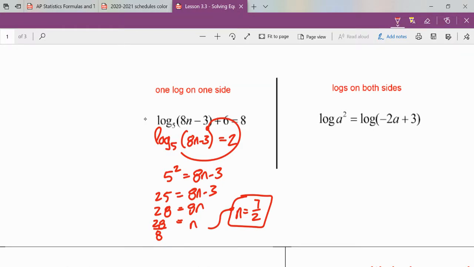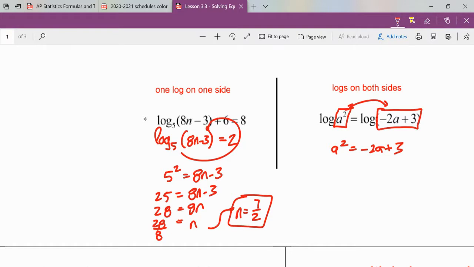Oh, hey, look at this. Wait a minute. There are logs on both sides. So if there's just one log on the left and one log on the right, really this is just saying log of this equals log of that. So we're just looking to see, are those two things the same? In other words, when is a squared equal to negative 2a plus 3? Because it's just log of this equals log of that. So we're just looking at those parts.